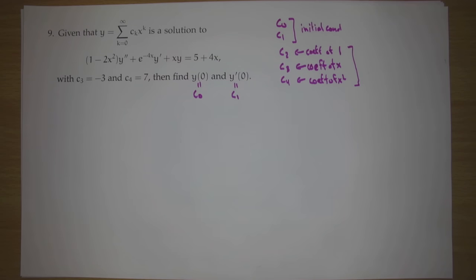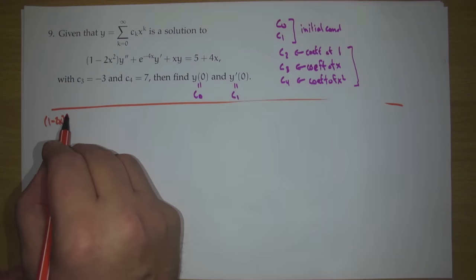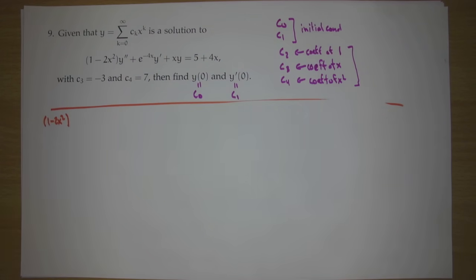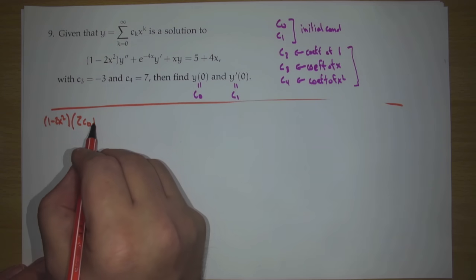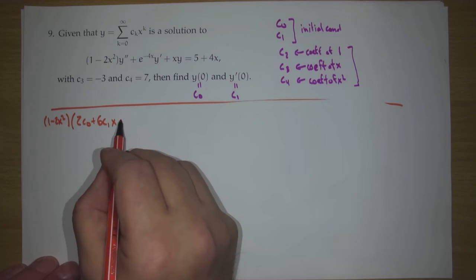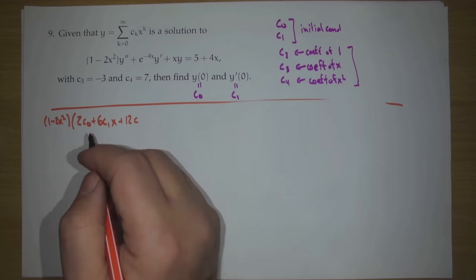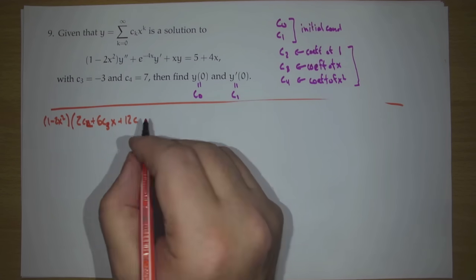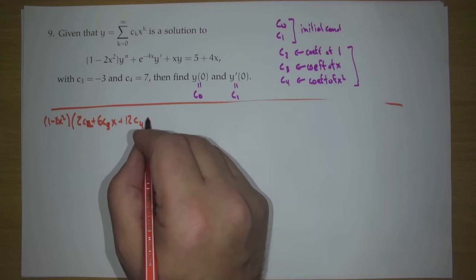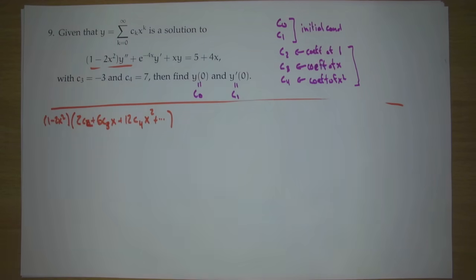So I'm going to skip a few small things. So let's get right into it. 1 minus 2x squared, polynomial, beautiful, we love polynomials. Y double prime. So take the second derivative, 2c0, 6c1x, 12c, I wrote c0, I meant to say 2c2, 6c3. This is what happens when you try to go too quick. 12c4x squared, and so on. So that's the first part.